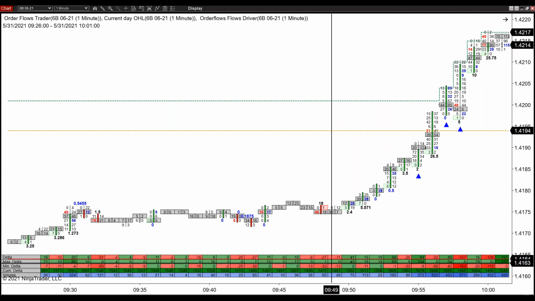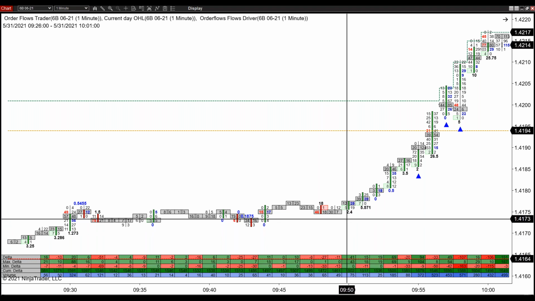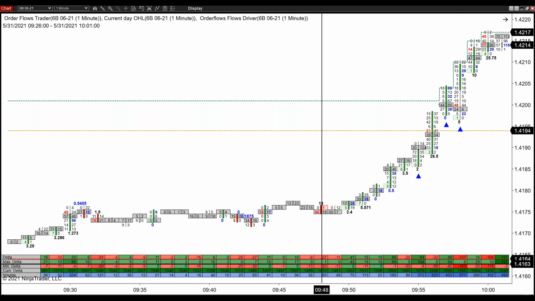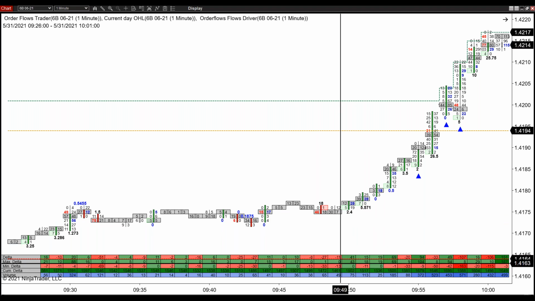Now, some of the clues are pretty obvious in the order flow. You're seeing in here, right? If you're looking at the max and min deltas, right? It's got a lot of very little buying, right? In terms of max delta. Max delta is what the strongest delta was for a bar.